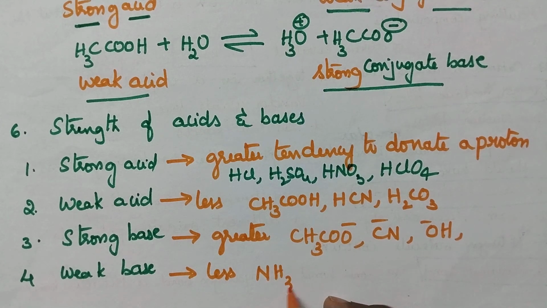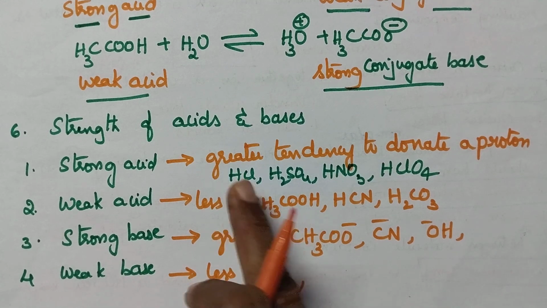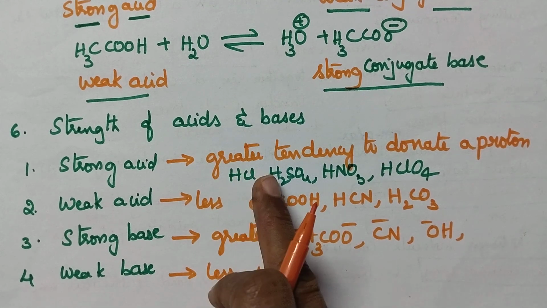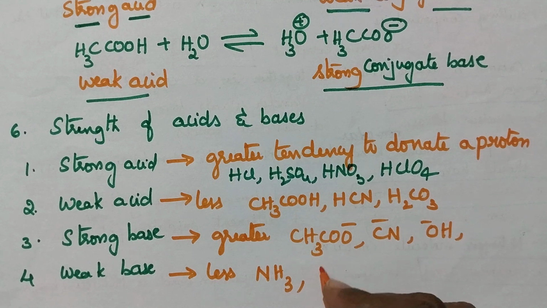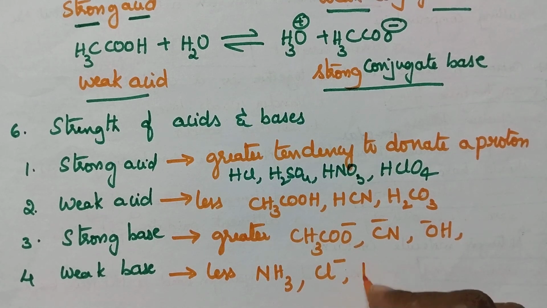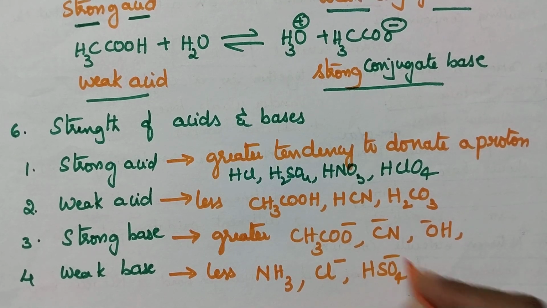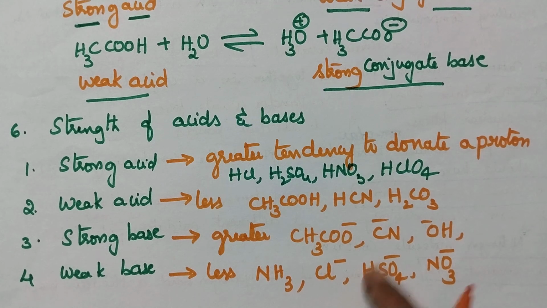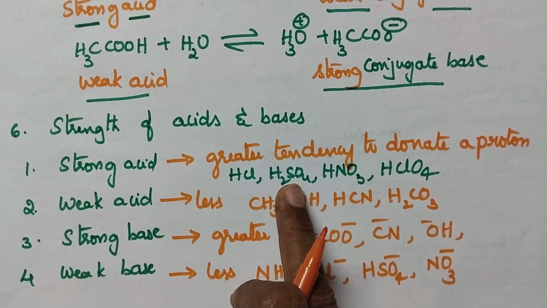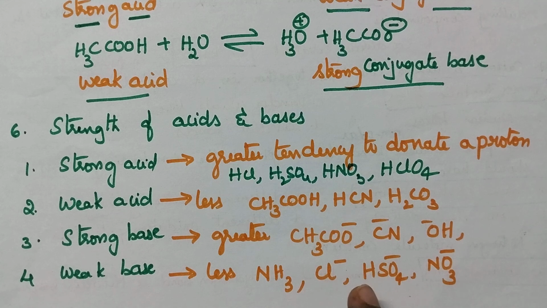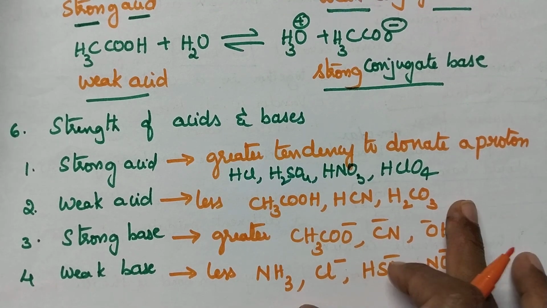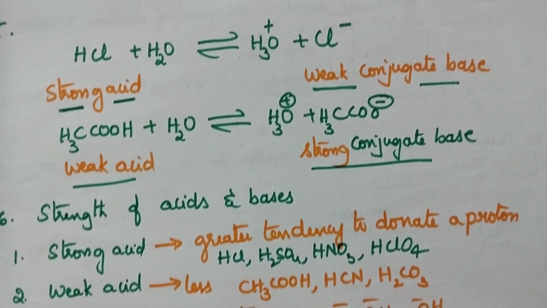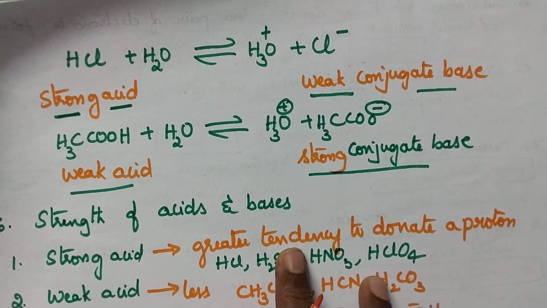ammonia. And weak bases can be obtained from a strong acid. So, here we can consider Cl minus, HSO4 minus, NO3 minus. All these are weak bases. Why? They are obtained from a strong acid. Always strong acid gives a weak conjugate base. This is about the strength of acids and bases.